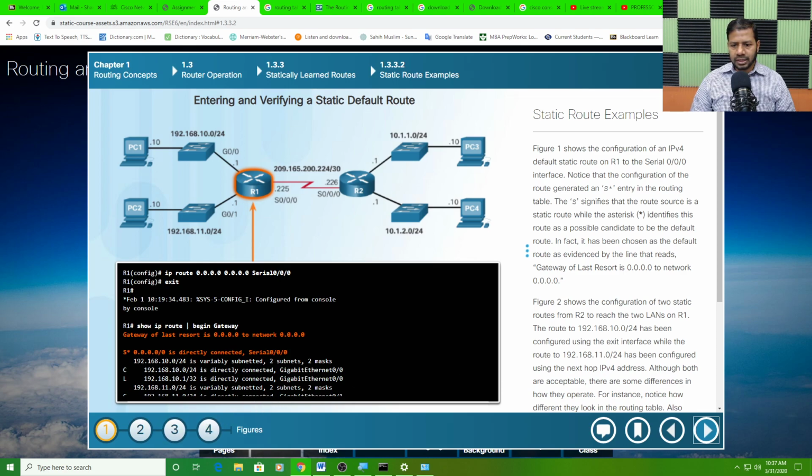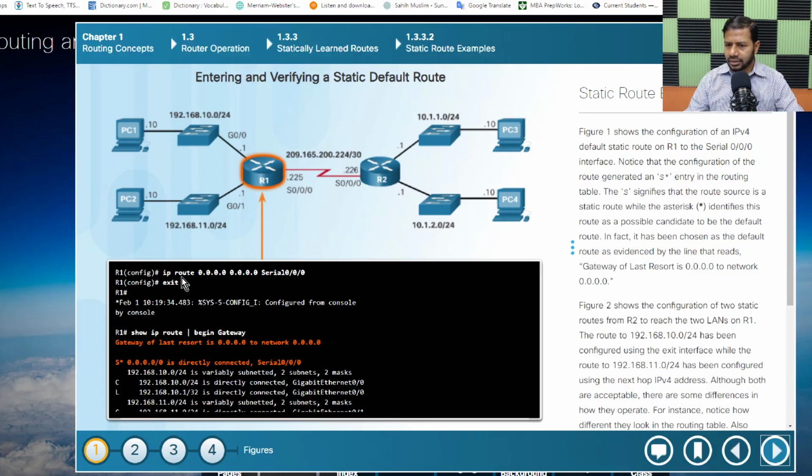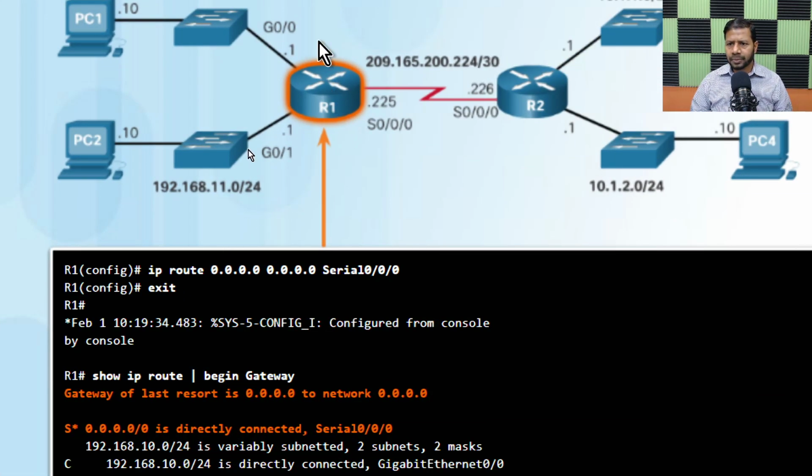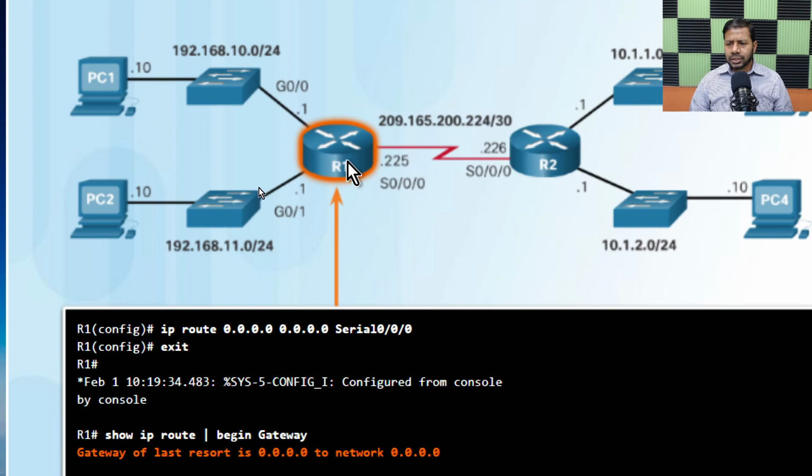So here is a default route example. ip route default. Let's try to understand it. Here is my R1 router. I have local networks, 192.168.10.0 and 192.168.11.0. These two are my local networks that I'm connecting. But then through the internet, through the WAN connection, there are other networks in the world.